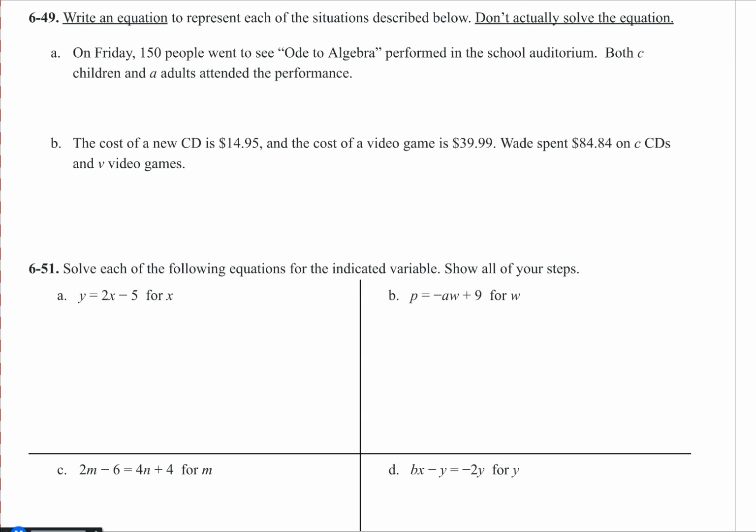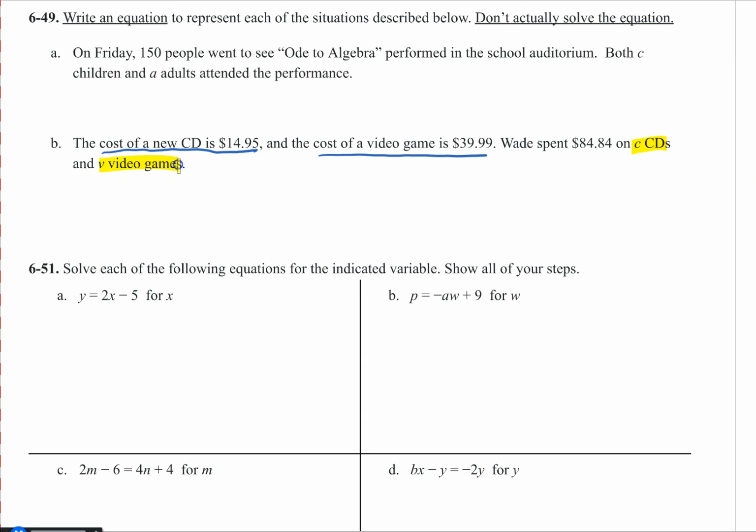6-49. Write an equation to represent each of these situations below. Don't actually solve it, you just write it. Okay, so I will do B. The cost of a CD is $14.95. The cost of a video game is $39.99. Say let C equals... Whoops, sorry, looks like they already did that for us.